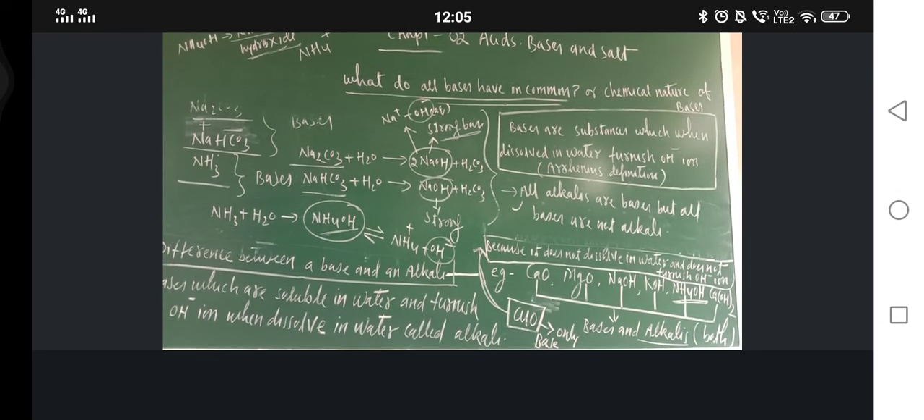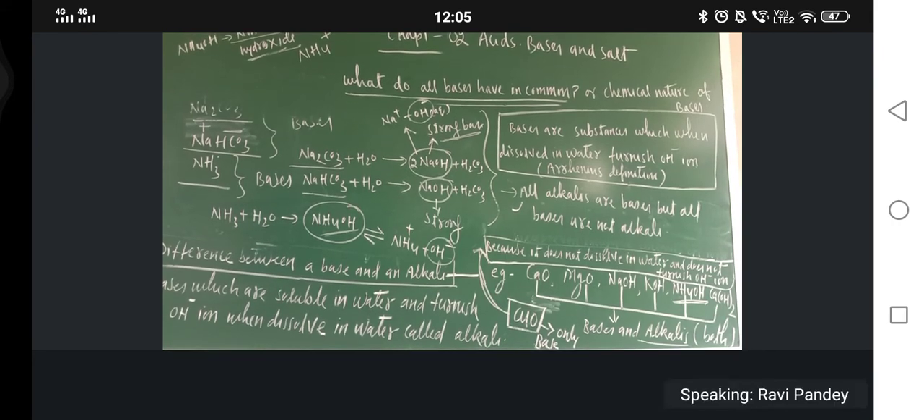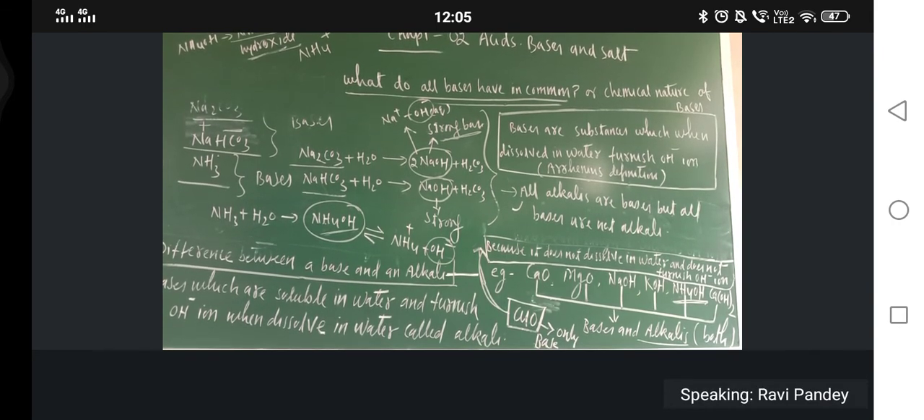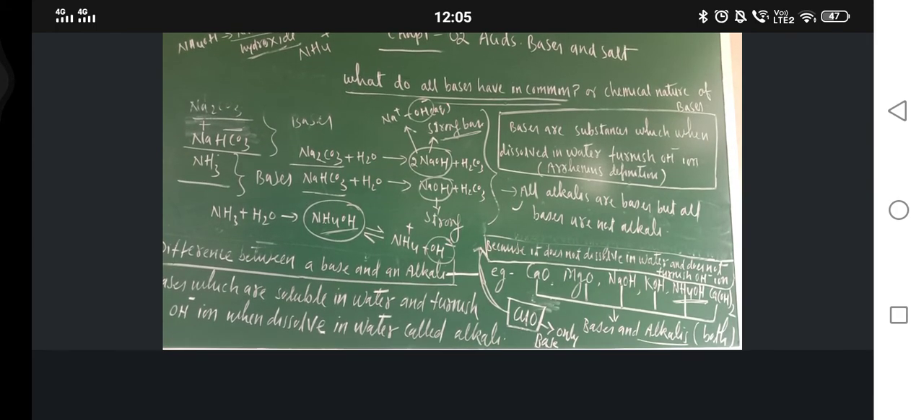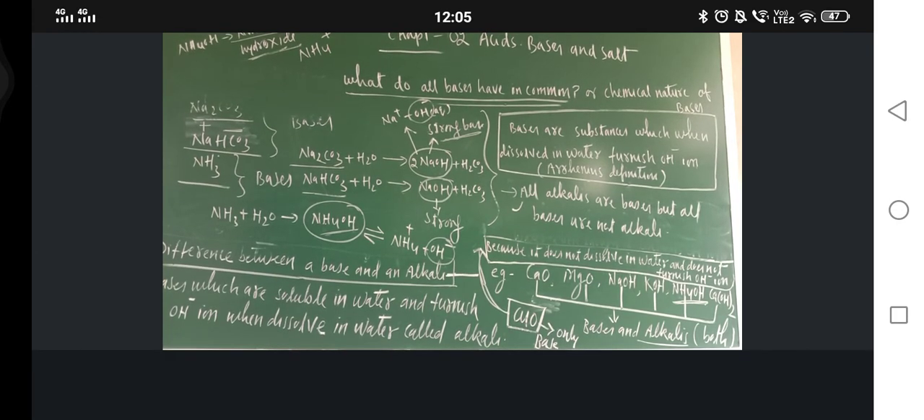Now, copper oxide, this is a base, but it does not dissolve in water and does not furnish OH negative ion. That is why it is a base only, it is not an alkali. And that is why I wrote all alkalis are bases, but all bases are not alkali. Only those bases are alkali which are soluble in water and which furnish OH negative ion.